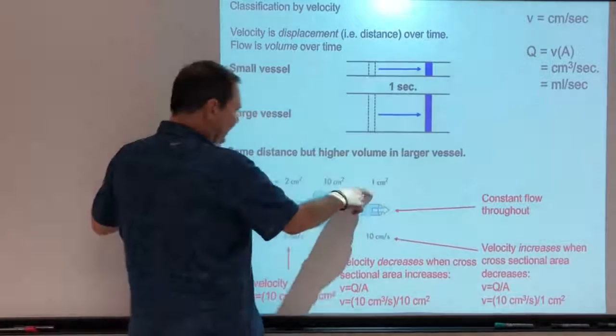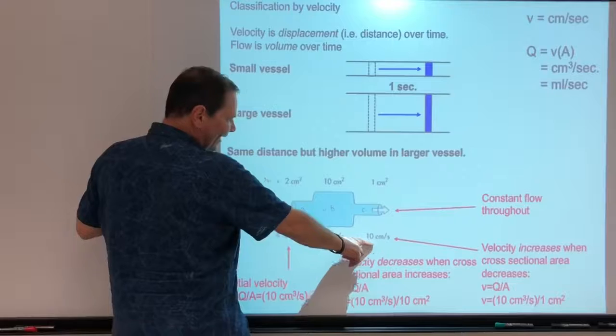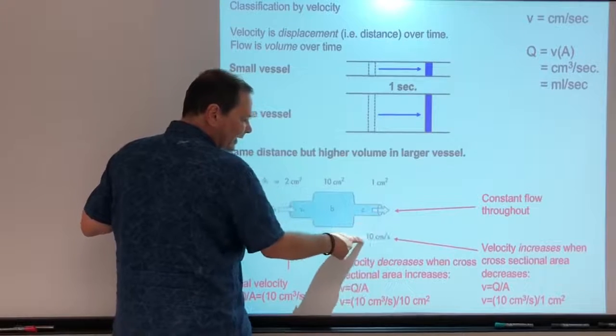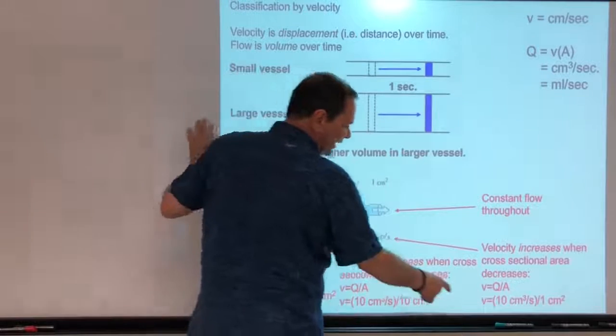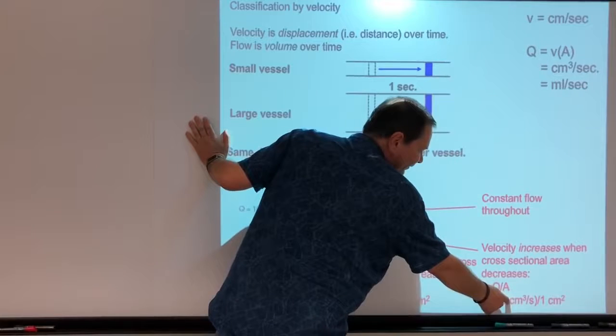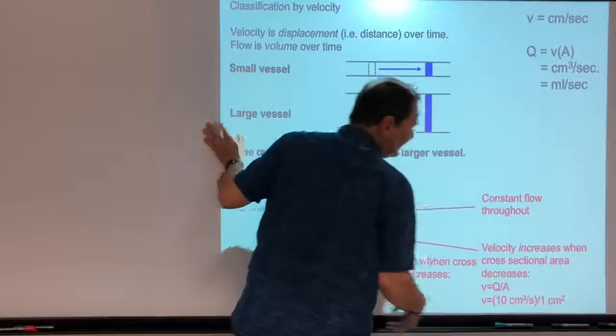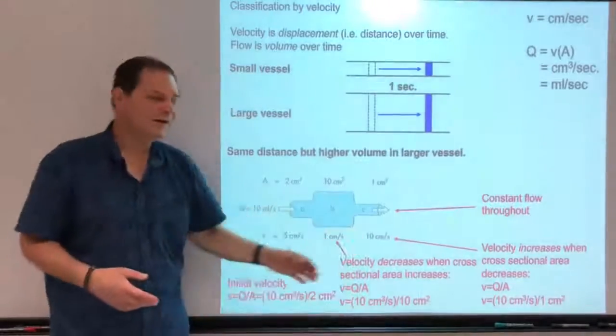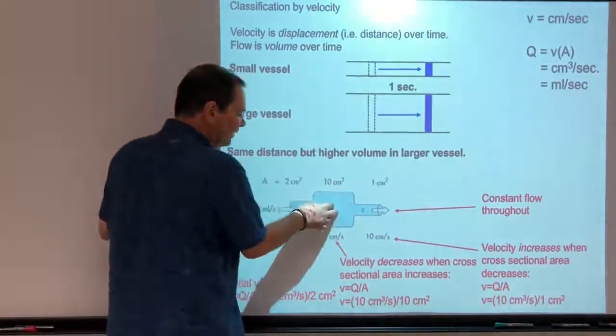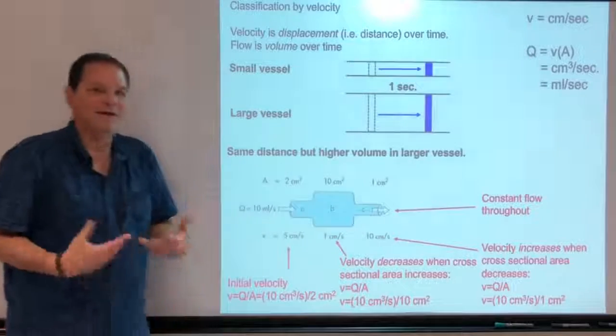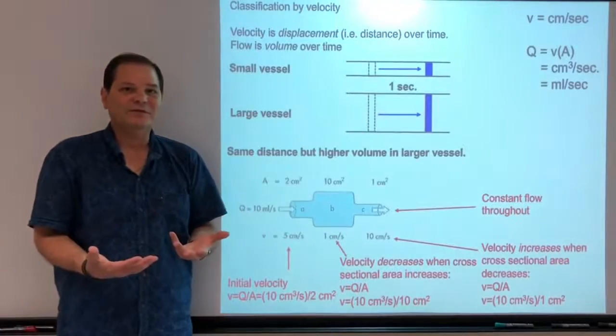Now we look at section C. Our cross-sectional area is now 1 centimeter squared, and our velocity of flow is reasonably high: 10 cubic centimeters per second, 10 mils per second, same flow as the other two, divided by 1 gives you 10 centimeters per second. So you can see the velocity decreased and increased with cross-sectional area, but the blood flow was the same.